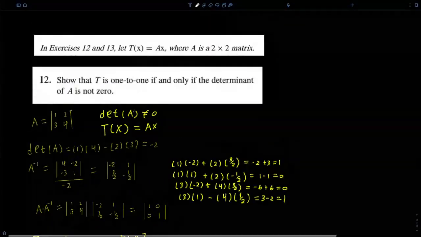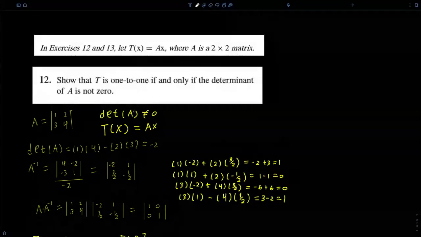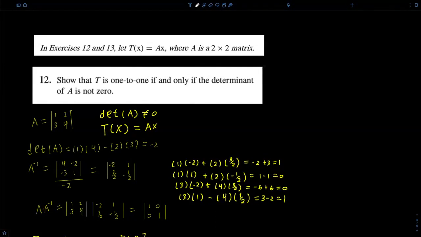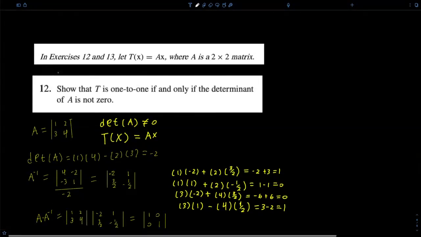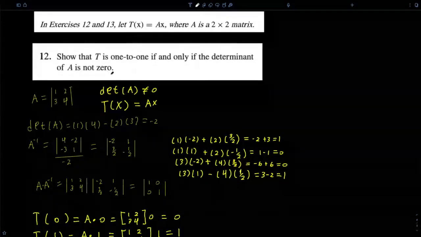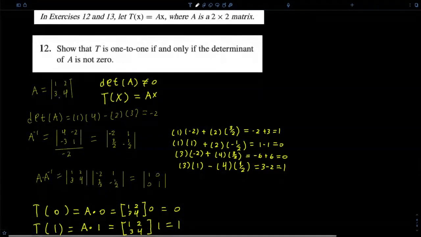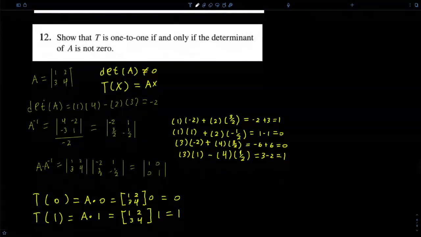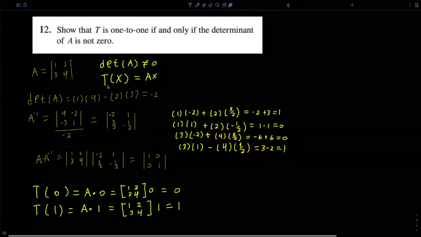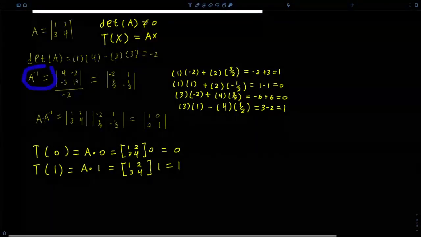Yes. Awesome. So for question 12, I'm kind of questioning it because this is more of a linear algebra question, it seems like, more than a multivariable. But for question 12, it says show that T is 1:1 if and only if A is not 0. So the way I approached this was, I set A equals 1, 2, 3, 4, and the determinant of A will not be 0. So I got the determinant of A, which will be negative 2. And then I wanted to get the inverse of A as well.